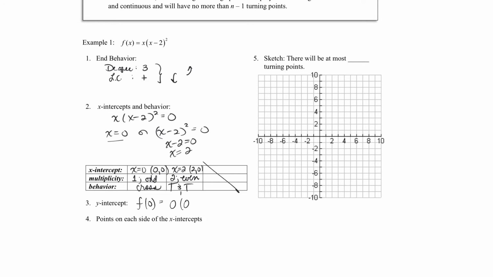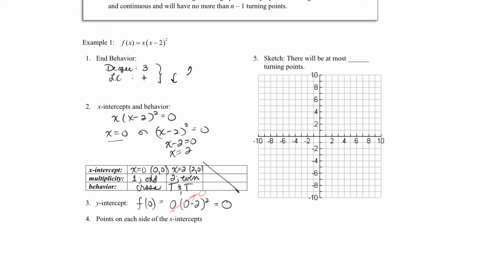So 0 times (0 minus 2) squared is going to be 0, of course, because anything times 0 is equal to 0. And if we have an x-intercept at (0, 0), that's automatically also going to be our y-intercept. We won't always have an x-intercept at (0, 0), but if we do, we should recognize that that is also going to be the y-intercept. So before we go to step 4, where we're picking points on each side of the x-intercepts, let's go ahead and record what we already know.